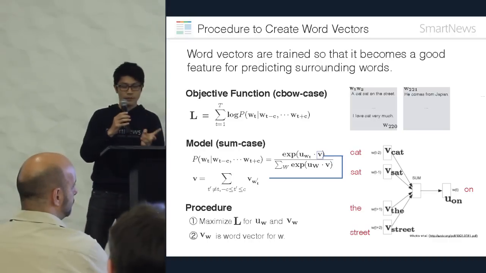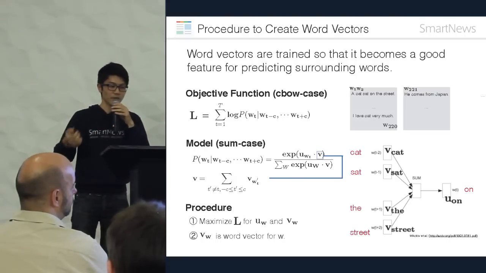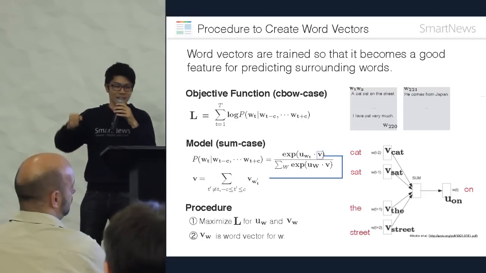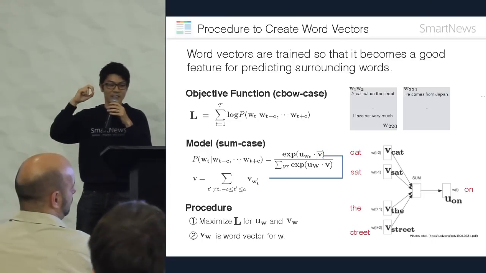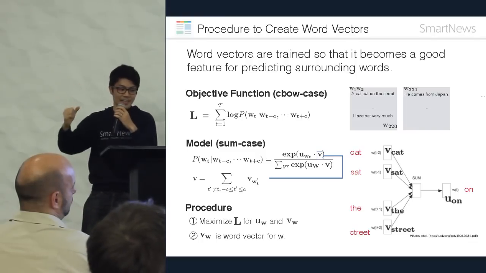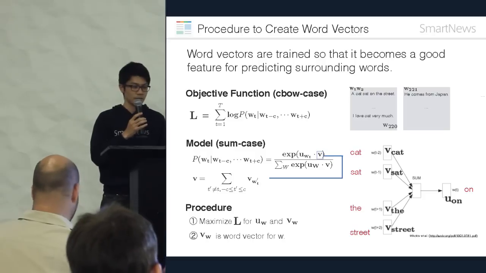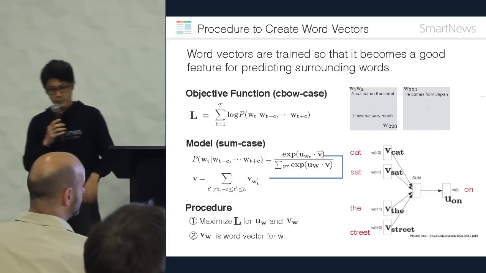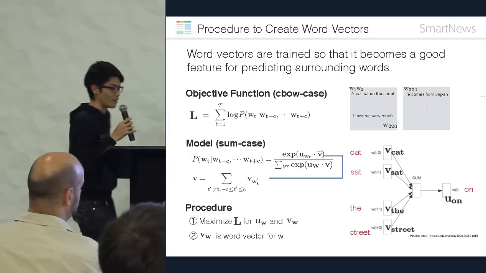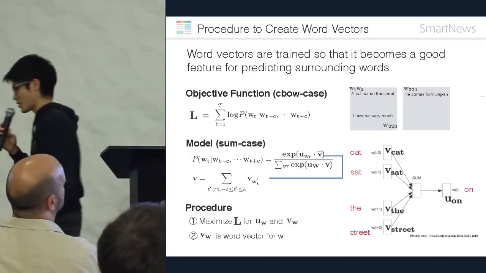For example, in the right figure example, while training, the model is refreshed so that the probability of predicting "on" from the surrounding words "cat", "sat", "the", "street" becomes higher. As a probability function, this P is used.